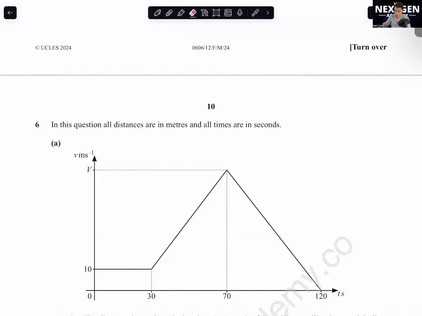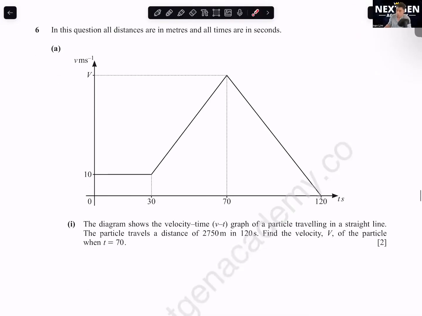All right, okay, we're going to continue on the second part of this paper. This is FM 2024 paper 1-2. Let's look at question 6. In this question, all distances are in meters and all times are in seconds. The diagram shows the velocity vt graph of a particle traveling in a straight line. Particle travels a distance, okay, keyword here, distance of 2750 meters in 120 seconds. Find the velocity of the particle when t equals 17.